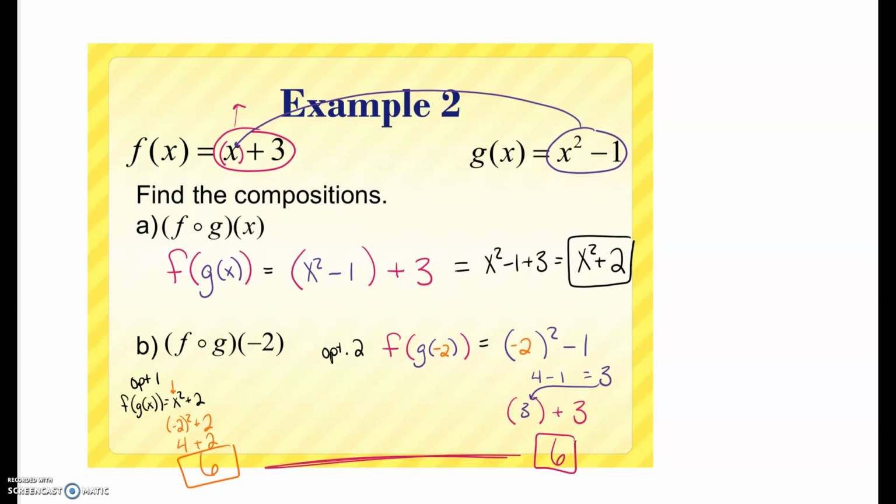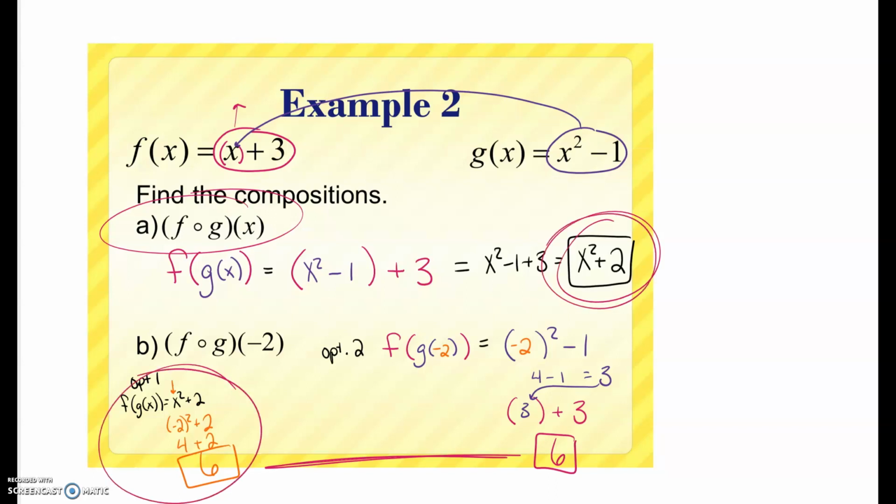So if you've already done f of g of x, if you've already done this part A, you can use your answer from part A to help you find f of g of whatever number. If you haven't done that part A and you're just being asked, here's 2 functions, find f of g of whatever number, do the inside one first. So plug the number into the g function or whichever one is furthest on the inside, and then plug that answer into the f function.